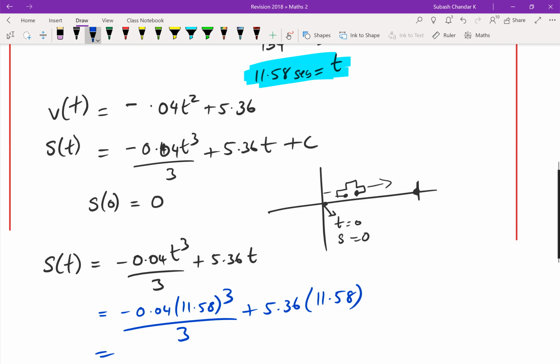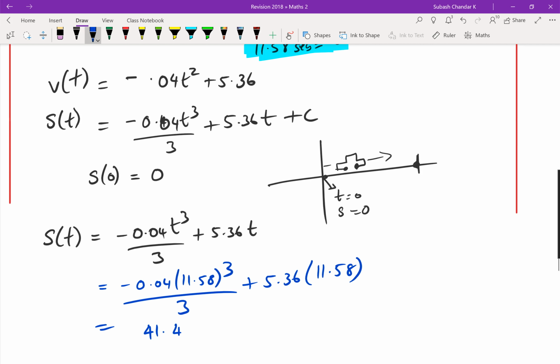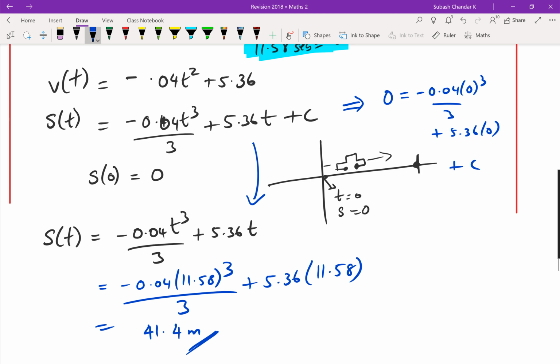And so when we do this, we should end up getting 41.4 meters. Now, the reason I've actually jumped straight from here to here is because I told you s of 0 equals 0, right? So watch this. If I put 0 equals negative 0.040 cubed over 3 plus 5.36 times 0 plus c, this entire part becomes 0 because 0 cubed is 0 and then times that. This becomes 0 because 0 times that. So what you end up with is 0 equals c. So that's why I can skip through that step.